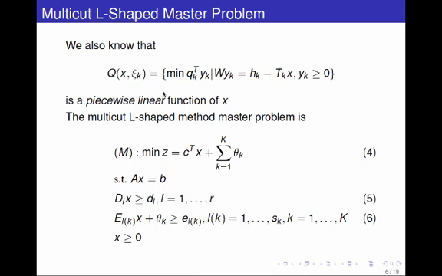And that's where these optimality cuts come into play. So do you see what the difference is here with the optimality cuts in the L-shaped method?